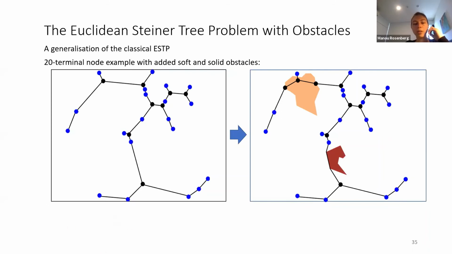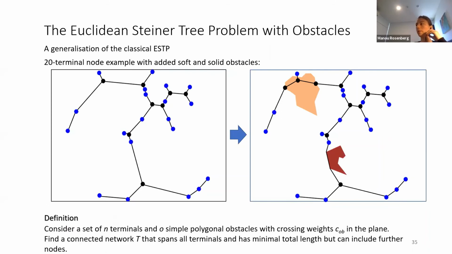Okay, so in order to do that, basically we have to look at a new problem definition. We consider a set of n terminals and O simple polygonal obstacles with some crossing weights. In our case, we just assume that if we cross a soft obstacle, it comes with a homogeneous weight applied to the connections that are within the obstacles. And we want to find a connected network that spans all the terminals but has minimum total length, and can also include further nodes.